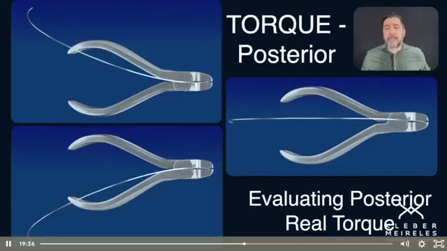The posterior real torque is going to be applied in the segment of the wire, but you need to pay attention to this point here. In the past, we usually did the progressive torque, the real torque, in the lower segment, in the lower arch, because we didn't have the programmed brackets, the totally programmed brackets like the straight wire brackets, which we know have embedded in their prescription the inclination, the angulation, the toe in, the toe out.